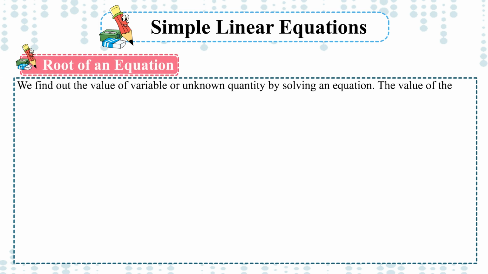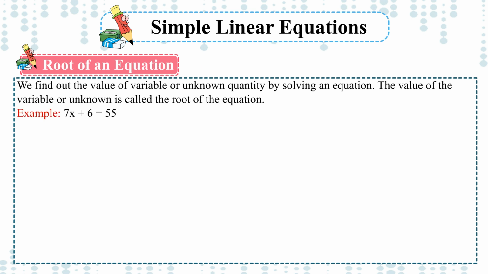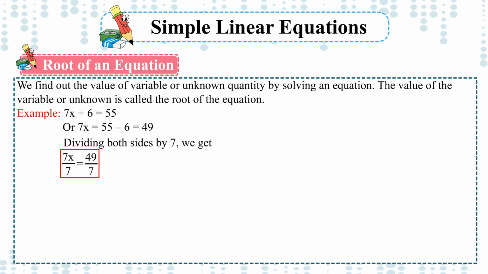We find out the value of the variable or unknown quantity by solving an equation. The value of the variable or unknown is called the root of the equation. Example, 7x plus 6 is equal to 55, or 7x is equal to 55 minus 6, which is equal to 49. Dividing both sides by 7, we get 7x upon 7 is equal to 49 upon 7. x is equal to 7. So, 7 is the root of the equation.